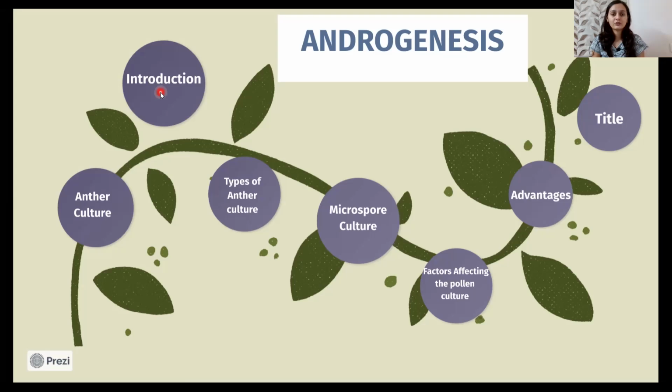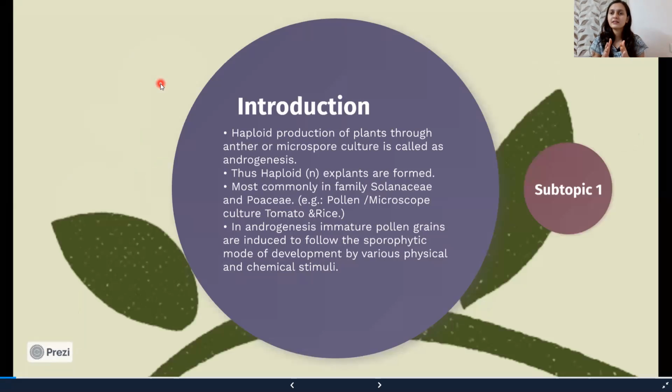Before looking at androgenesis, we have already discussed haploid culture, but still we are going through the introductory portion, that is, what are haploid plants. Haploid production of plants through anther or microspore culture is called androgenesis. Like in the last video, we discussed that haploid production of plants is called haploid culture. When the female part of the plant is used, then it is termed gynogenesis. And when the male part of a flower is used, then it is called androgenesis.